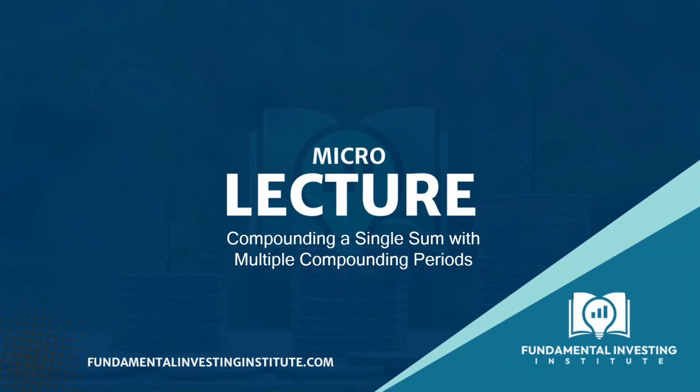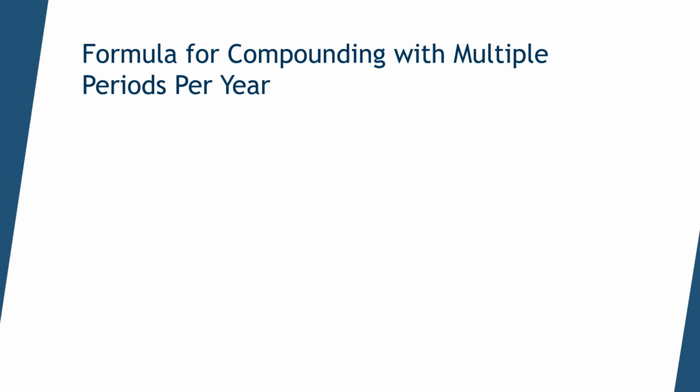Hi everyone, we are continuing our micro lectures on the time value of money, and today we are going to look at compounding a single sum when we have multiple compounding periods. So let's look at the formula. It's going to be slightly different than the formula we used when we're doing it yearly, so we have only one compounding period.